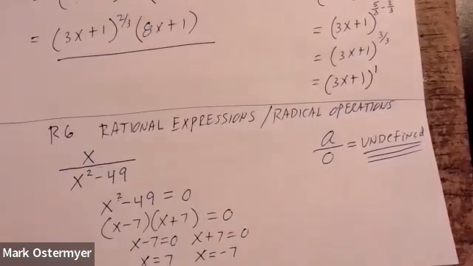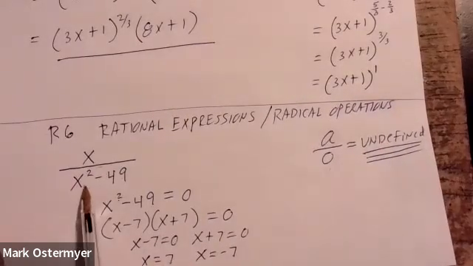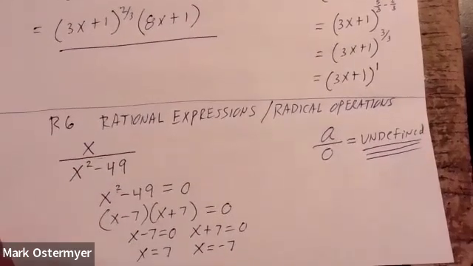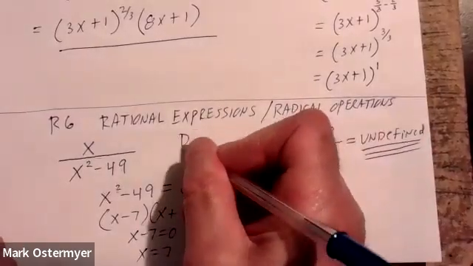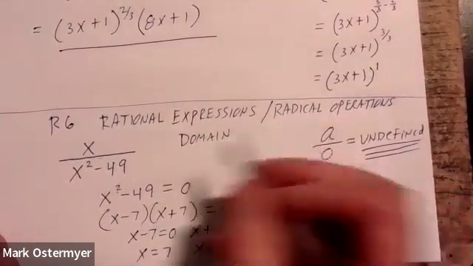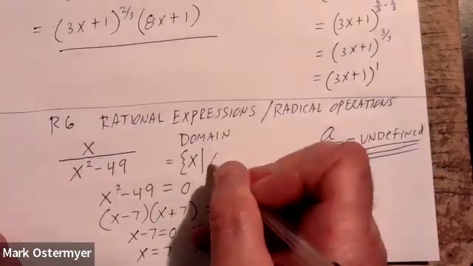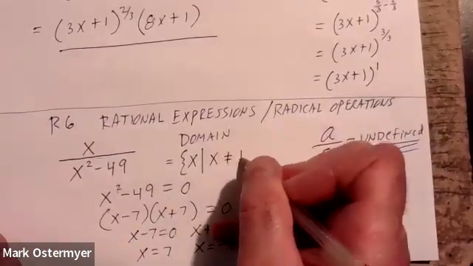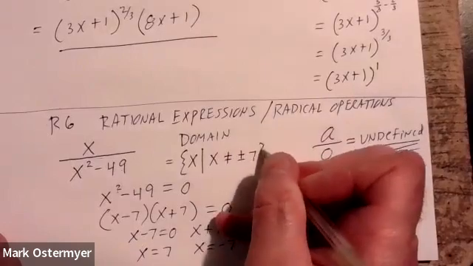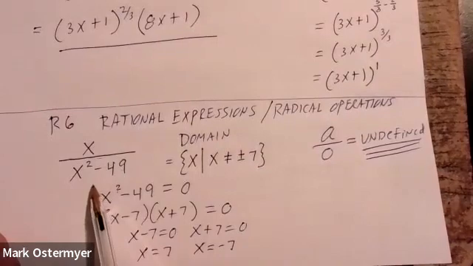And so, ladies and gentlemen, this rational expression gets into trouble if x is ever equal to positive 7 or negative 7. If that's the case, the denominator goes to 0. The rational expression is undefined. So therefore, we would say the domain of this rational expression would consist of all real numbers x such that x can never be equal to positive or negative 7. That would be a way of representing the domain of this rational expression.